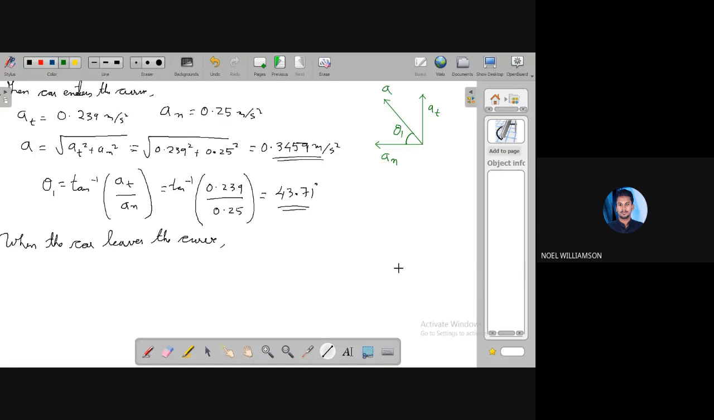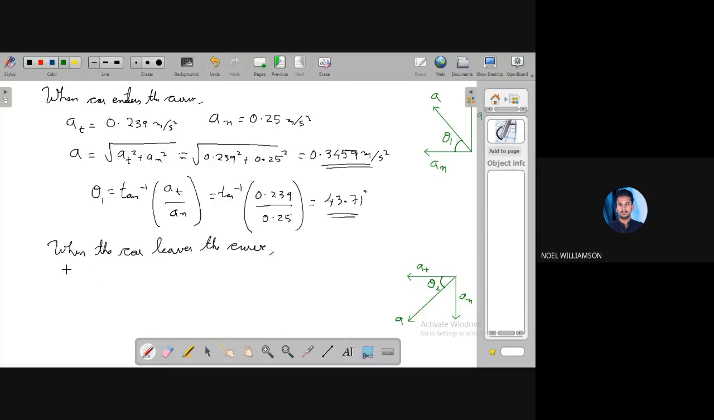This is at, and this is an, and the resultant acceleration a. The angle between the horizontal and the resultant, we take it as theta 2. Then theta 2 will be tan inverse of the y component, an, by at. So before that, we will find the value of a.